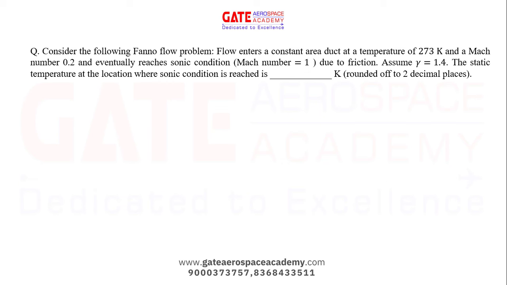The static temperature at the location where sonic condition is reached is, in Kelvin, what? So in Fanno flow, we know that because of the friction, total pressure will decrease, but total temperature remains the same, right? Stagnation temperature at both locations will be equal, right? So we have Mach number of 0.2 at location 1 and temperature 273 K. From that we can find out stagnation temperature at location 1, and that will be equal to the stagnation temperature at location 2. So we have the relation T01 divided by T1 is equal to 1 plus (gamma minus 1) upon 2 M1 square.